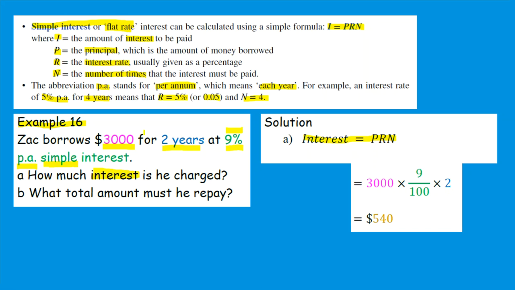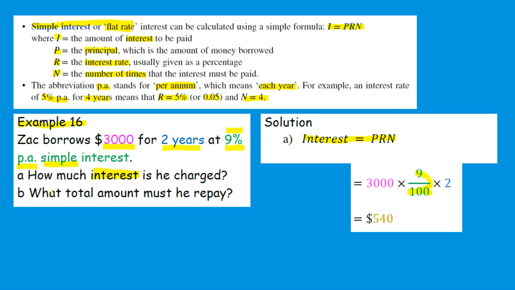So you can see the pink matching up with the pink, blue matching up with the blue, and green matching up with the green here. 9%, remember, is 9 over 100. So that's a percentage.